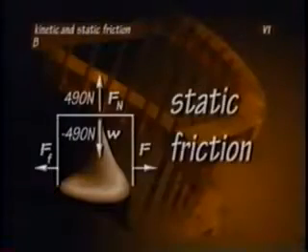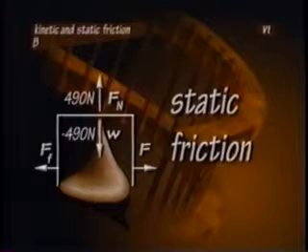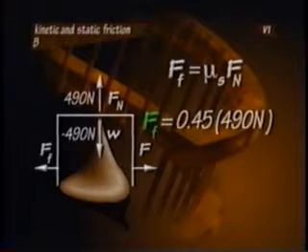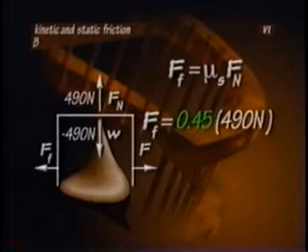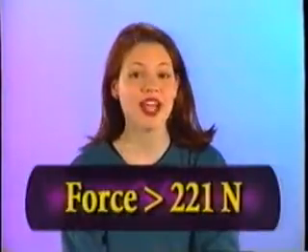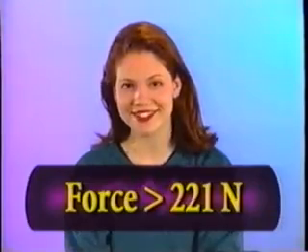Now we need to get the force of static friction before the block starts to move. Remember, the force of static friction equals the coefficient of static friction, mu sub s, times the normal force, F sub n. Plugging into the formula and chugging, we get that F sub F equals the static coefficient, 0.45, times the normal force, 490 newtons, which is 221 newtons. So in order for the block to move, it would take a force greater than 221 newtons.